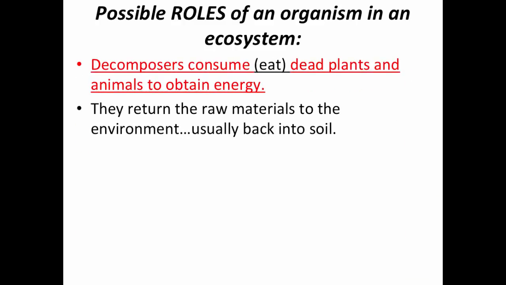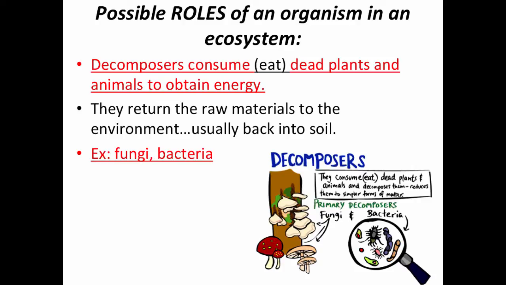And then the other main role are decomposers. Now, decomposers don't actually eat, that's why it's in parentheses, but they consume dead plants and animals to obtain energy by breaking them down and absorbing them. They return the raw materials to the environment, usually back into the soil for the plants to take up the minerals and nutrients again. The most common decomposers are fungi, which is all mushrooms and that kind of stuff, slime molds, mold, and bacteria. Notice how decomposers are not animals themselves.